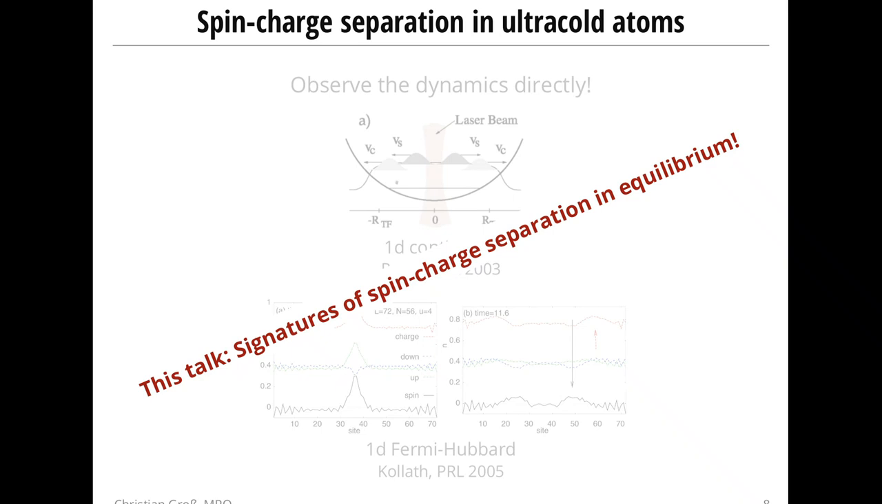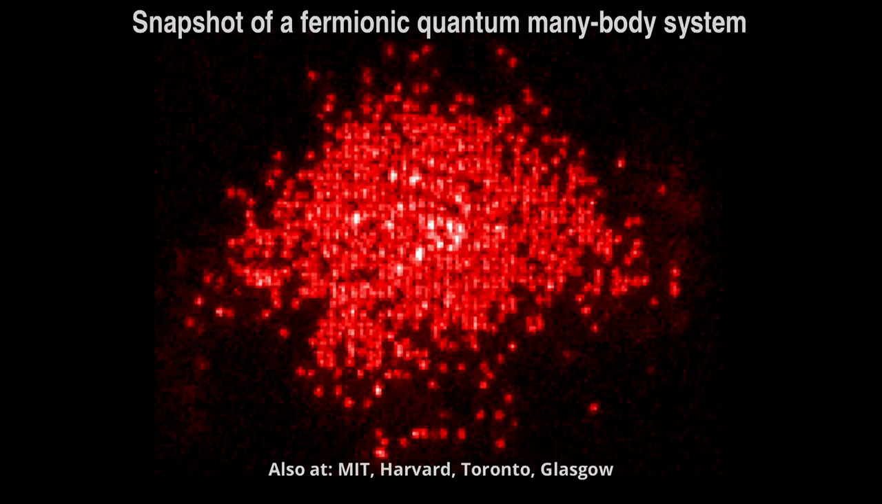But again, in this talk, I will not talk about these dynamical aspects of spin-charge separation, but I want to show you how we can measure spin-charge separation directly based on the measurement of correlation functions between spin and charge degrees of freedom that we have access to with our quantum gas microscopes.